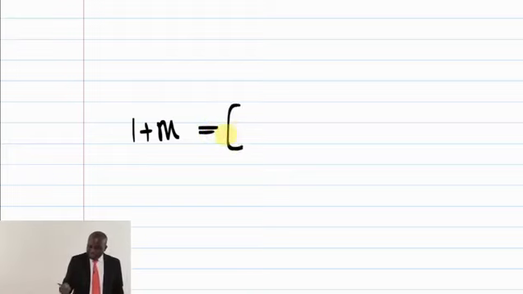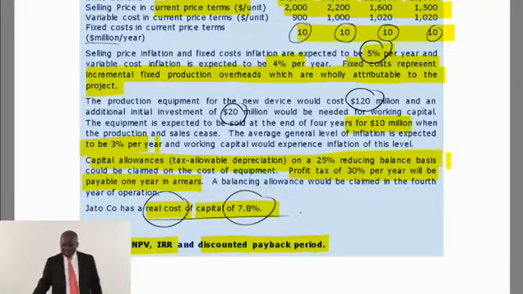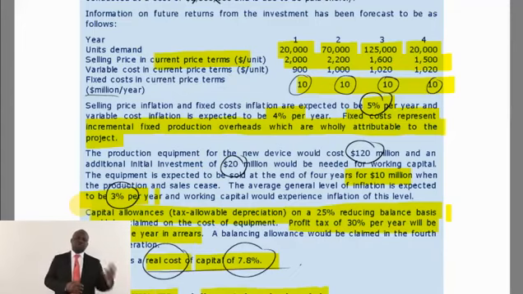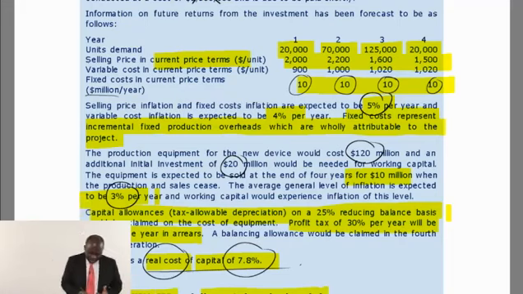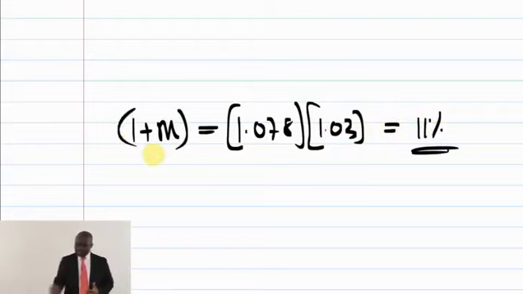So you need to remember the Fisher equation. Fisher says 1 plus the money rate equals 1 plus the real rate multiplied by 1 plus the inflation rate. The real rate is 7.8, so I have 1.078 multiplied by what inflation rate? What inflation rate should you use here? They've given us selling price inflation, variable cost inflation, fixed cost inflation. Okay, they've given us general inflation of 3%. The inflation rate you need should always be the general inflation rate for the conversion of real to nominal or nominal to real. So I pick the 3%, 1.03. And this gives about 11%.